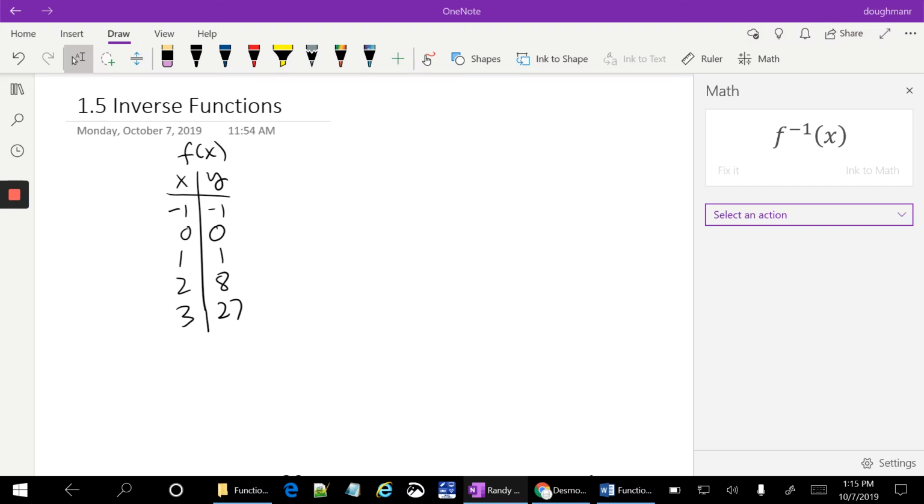We're going to look at inverse functions. Basically, an inverse function is this. Let's say we have a function where this is the data table. The x and y values: -1, -1; 0, 0; 1, 1; 2, 8.